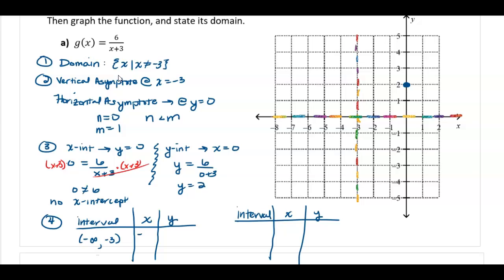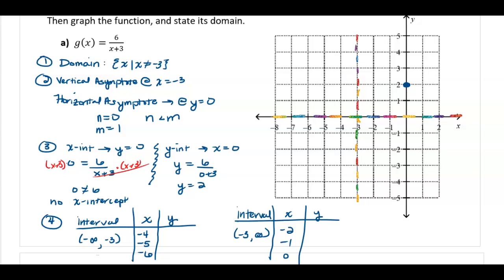I'm going to keep it simple. I'm going to go -4, -5, -6. And then on this side, I want the values from -3 to positive infinity. And I'm once again going to make that super simple. I'm going to use -2, -1, 0.